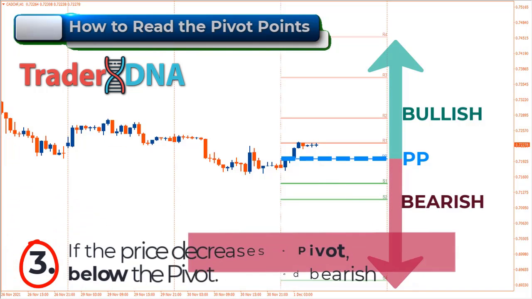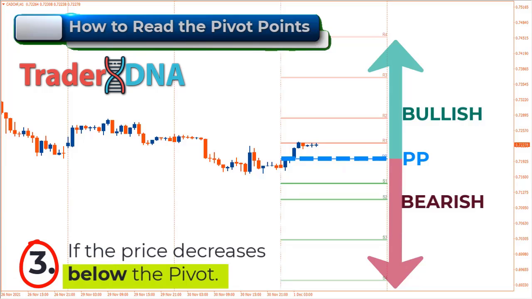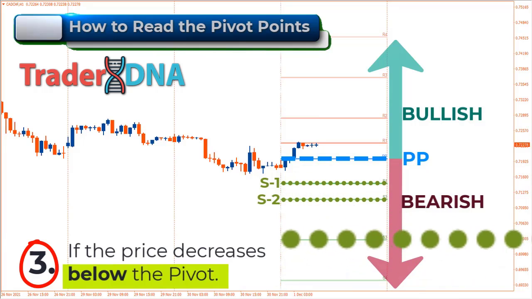Third, if the price decreases below the pivot, the first target is support 1, or S1. If the price continues to decrease, the next target is support 2, or S2. If the price continues to plunge, the next target is support 3, or S3.